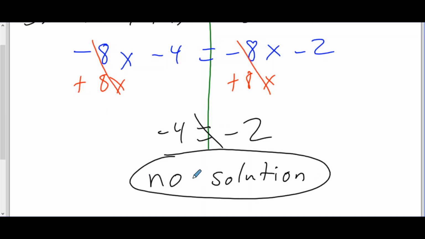And the reason this happens is because notice they both have negative 8x. So no matter what x is, this and this will have the same value. But on this side I'm subtracting 4 and on this side I'm subtracting 2. So there's no way that those two sides would ever be equal. Let's go ahead and do our last problem.